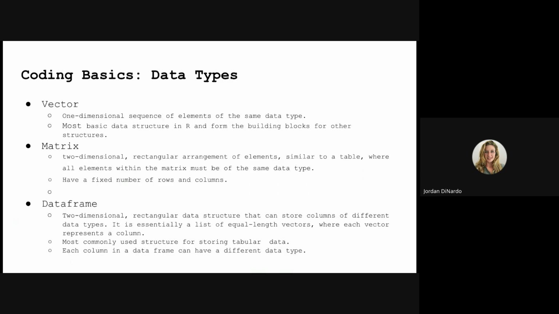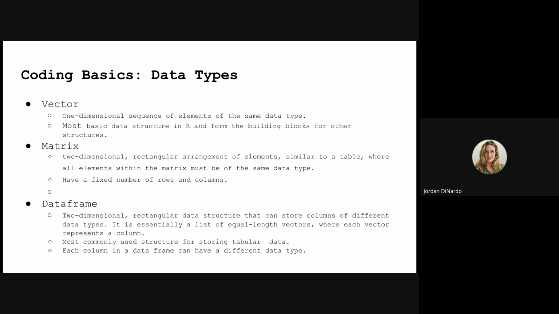Okay, so next we've kind of jumped ahead a little bit in previous slides because we've talked about character strings and numbers. So this is where we get to the bottom of that, and that is what is called data types. And the next slide as well, we'll work through different data types. So the first one being vectors, and that's what we were just working with. They're one-dimensional sequences of elements of the same data type. They are really the most basic data structure in R and form the building blocks for other structures that are following on this slide.